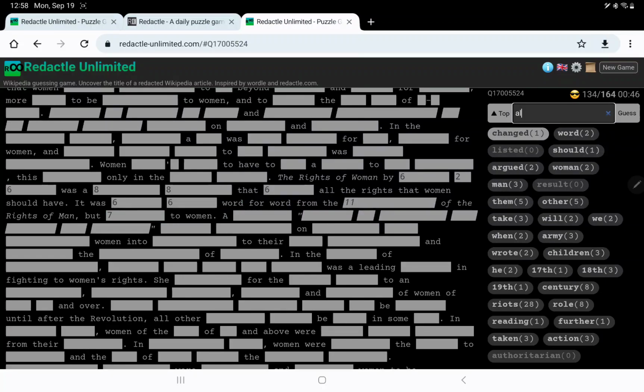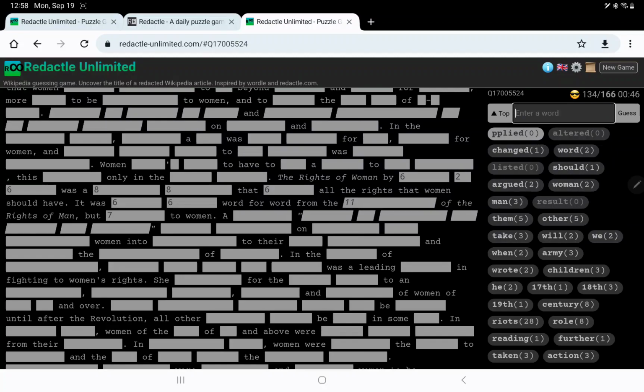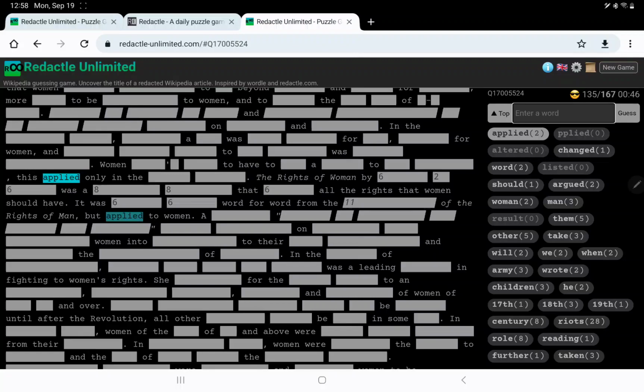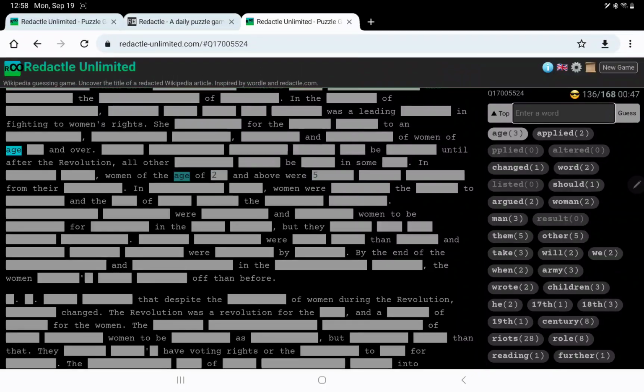Now altered, applied. Applied. Turn off caps. There we go. Applied to women. Women of the age of 16 and above? No, something.